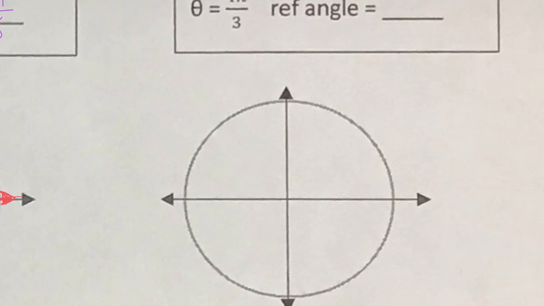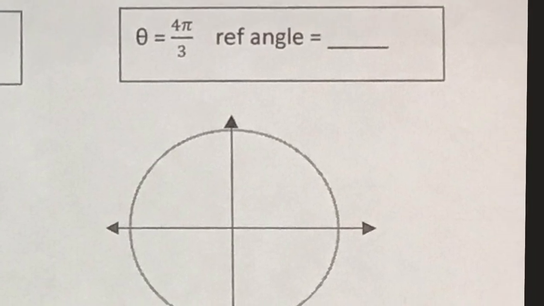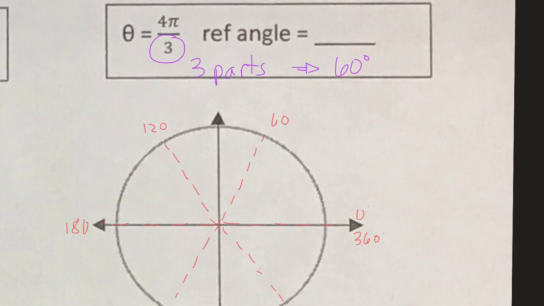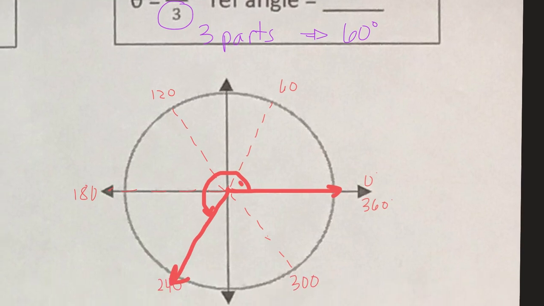Okay, 4 pi over 3 is our next one. So we're going to chop our 180 into 3 parts. So 180 divided by 3 is going to be 60 degrees. So we're going to put lines at every one of the 60 degrees on our circle. And we want 4 of these sections. So there's 1, 2, 3, 4. Pi over 3 is going to be down here in the third quadrant.